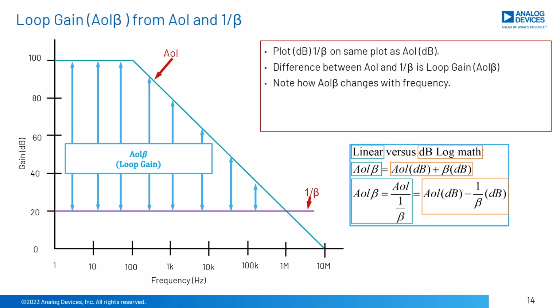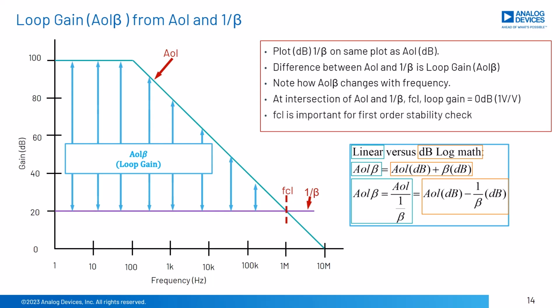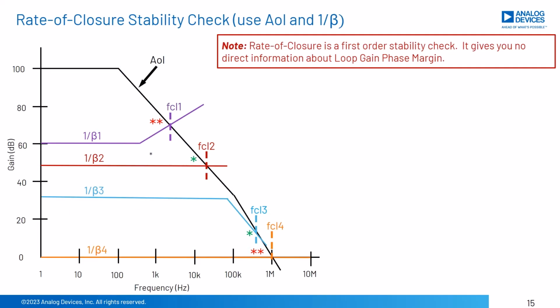Note on the AOL and 1 over beta plot how loop gain changes with frequency. At FCL, the intersection of AOL and 1 over beta, loop gain goes to 0 dB. FCL will become a key point to apply first-order stability criteria. At FCL, the rate of closure of 1 over beta plotted on AOL will tell us, first order, if an op-amp circuit is stable or not.